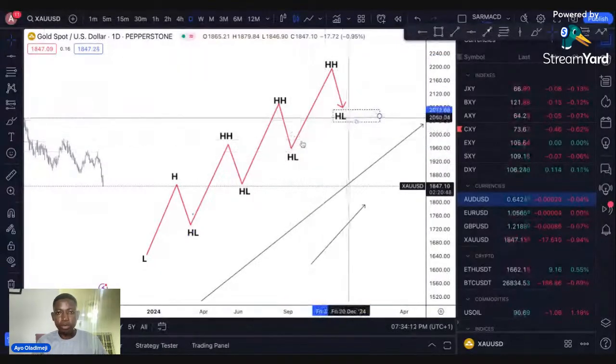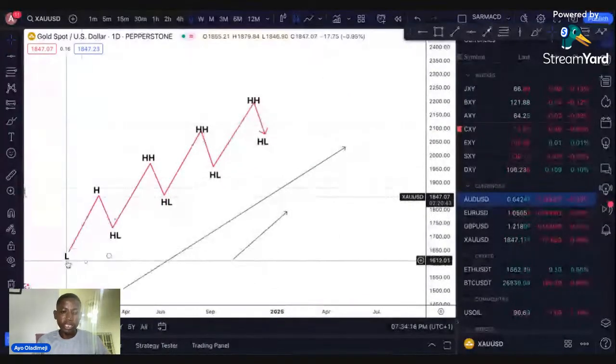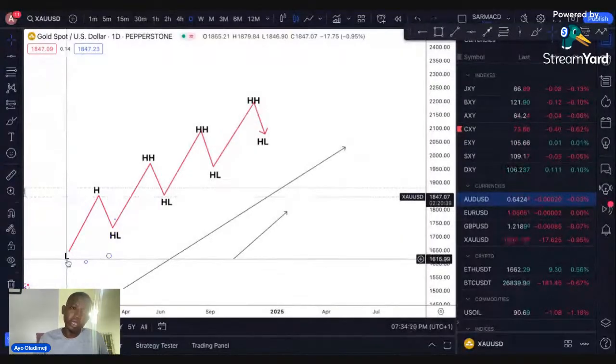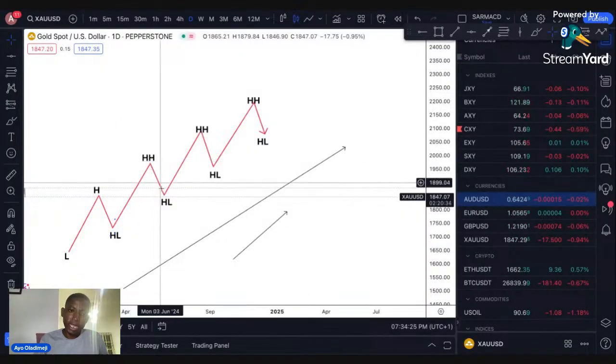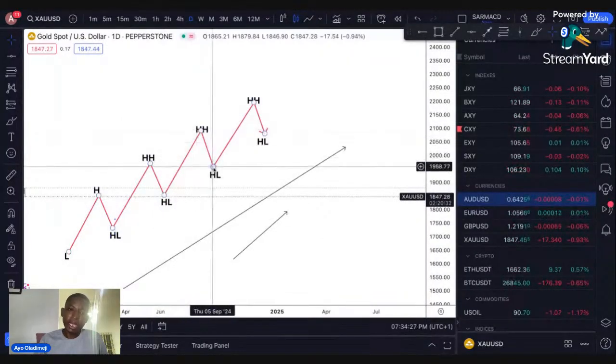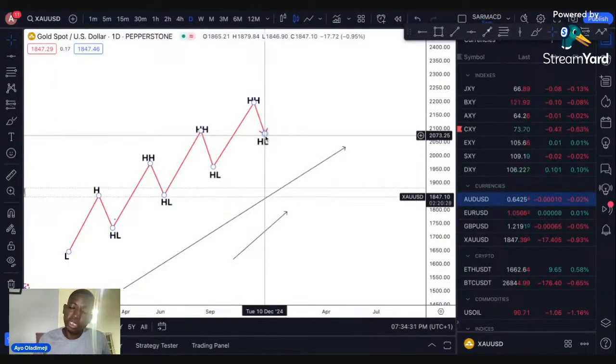So this is an uptrend here. Why? Because you have a series. Don't forget, I said an uptrend starts with a low. We start with a low to a high, to a higher low, to a higher high, to a higher low, to a higher high, to a higher low, to a higher high, to a higher low. So that's how an uptrend is.